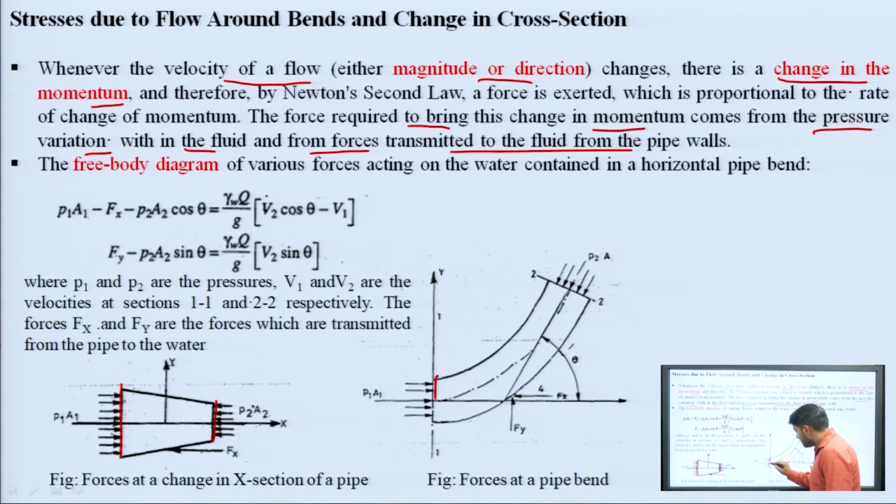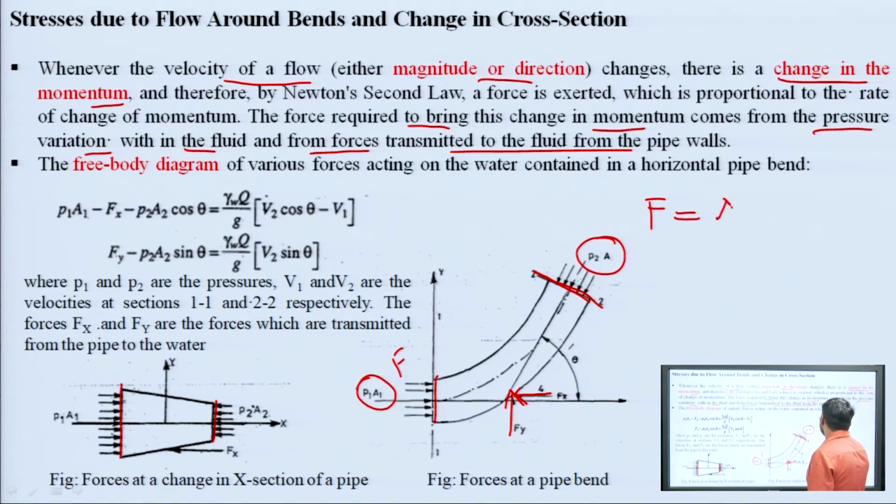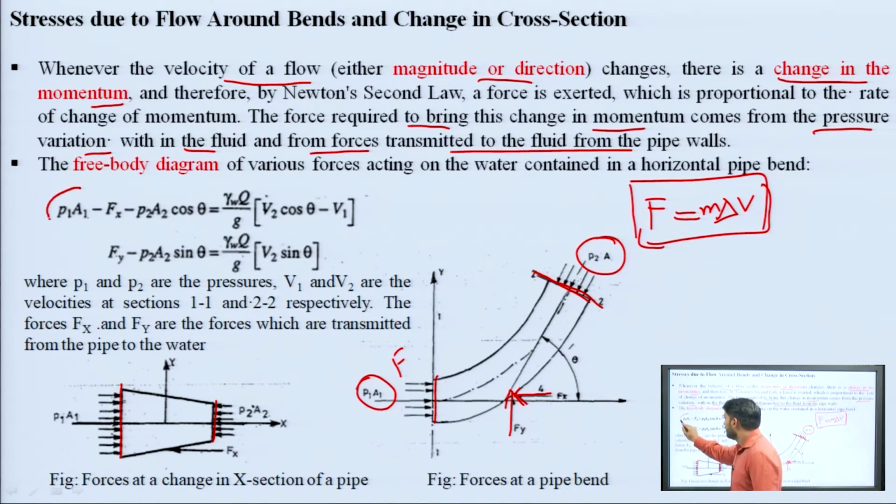Okay? This is section 1 and this is section 2. What will be the force? Here the force will be pressure multiplied by the cross sectional area at section 1, and at section 2 the force will be pressure multiplied by area at section 2, and there also comes a force in direction x and a force in direction y, Fy. What we are going to do is simply equate force equals change in momentum, and after equating that we get the values.